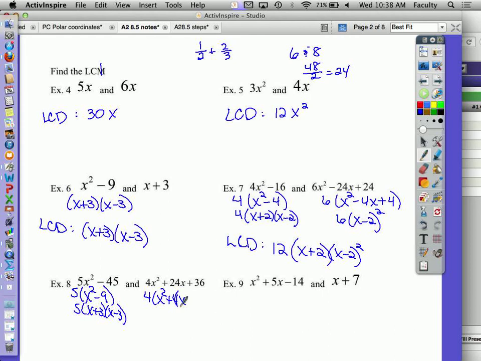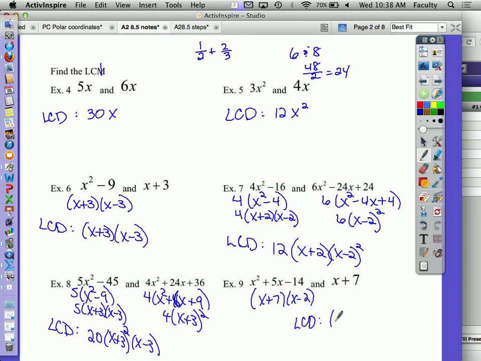Oops, that's not a 4. Just kidding, 6x plus 9. We were just trying to see if we were paying attention. All right, 5 and 4, that'll be a 20. They both have x plus 3, but there's a square. So check that one. All right, the LCD in example 9: they both have an x plus 7, and then there's also a factor of x minus 2. Do you now feel better about LCD? I knew you would after we did all those.